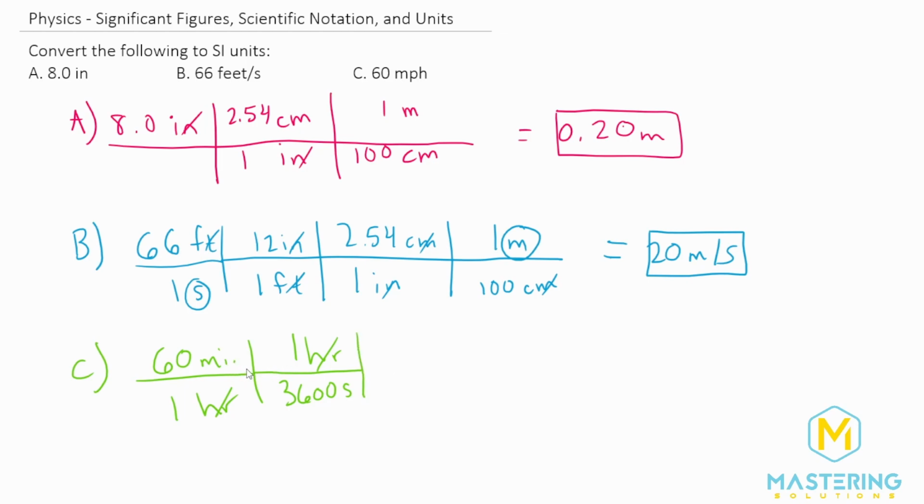But we need to convert to meters from miles. So from that same table, we know that in 1 kilometer, there is 0.621 miles. So now our miles will cancel, and we're in kilometers, but we need to go to meters. So in 1 kilometer, there is of course 1,000 meters.